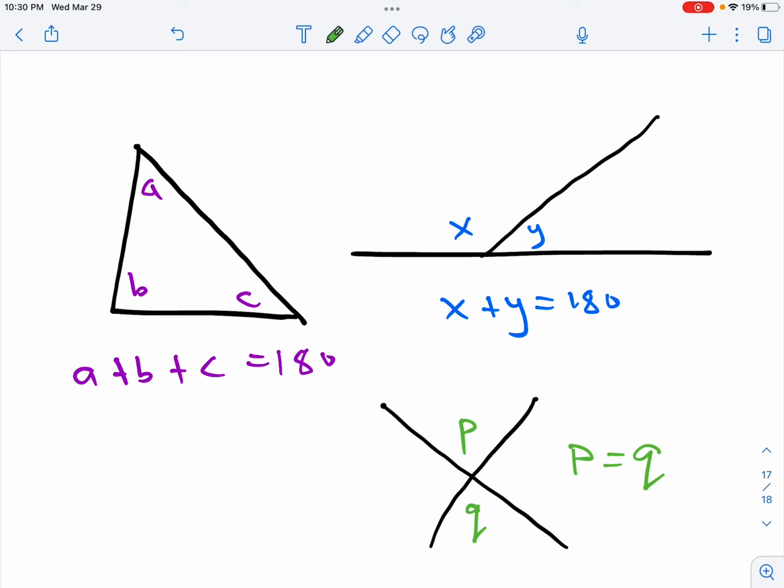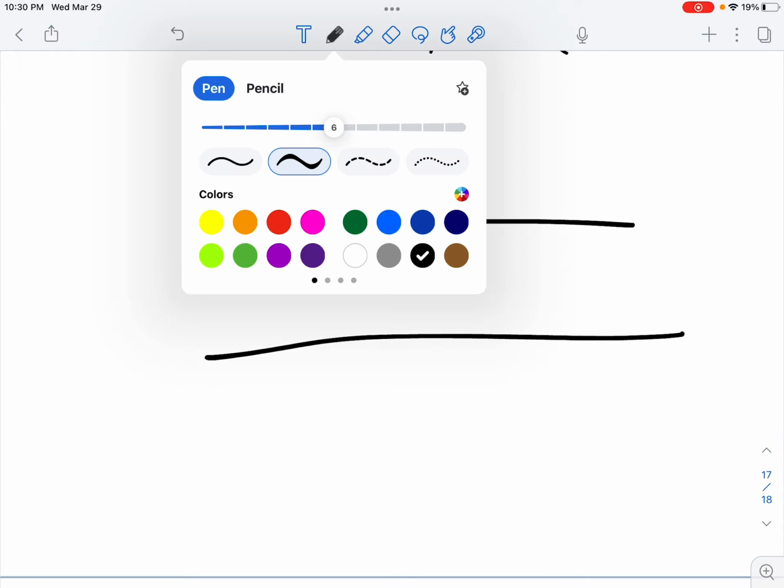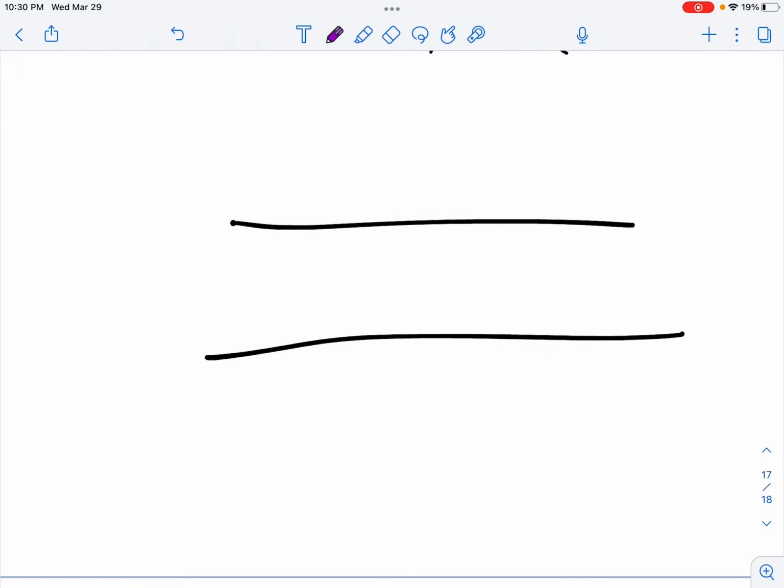Now, in addition to those three facts, we've got some extra ones involving parallel lines. The basic idea is this: if the angles look like they're the same, then they are the same. It's that simple. For example, this angle right here is going to be the same as that angle. And not only that angle, but these two angles are the same. Not only those two, but these two are the same.